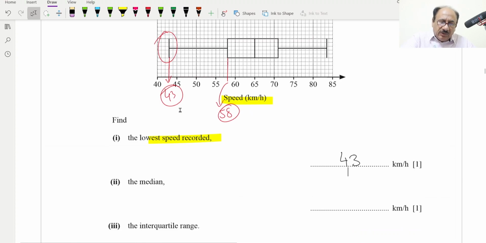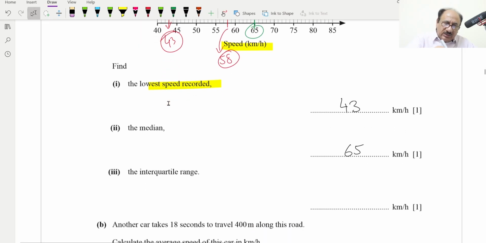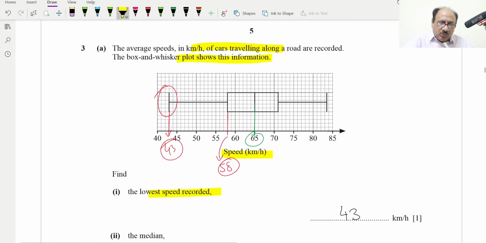Then they are saying median. Median will be the middle value. The median is over here, this reference, and this is at 65. So we can write right here 65. Hopefully you're understanding. Then they are saying the interquartile range. Interquartile range is upper quartile minus lower quartile, and the upper quartile is this one, which is 71. 71 minus 58. These two numbers we will be calculating.